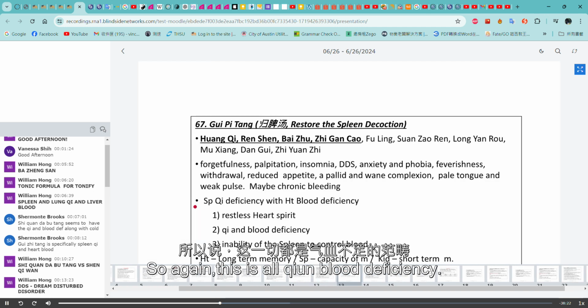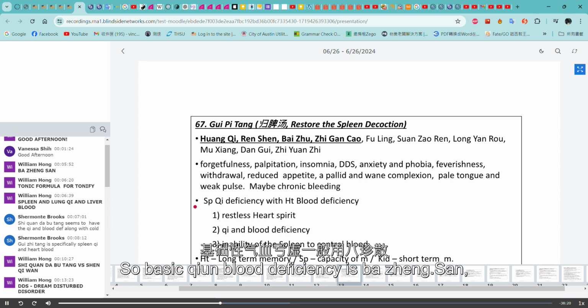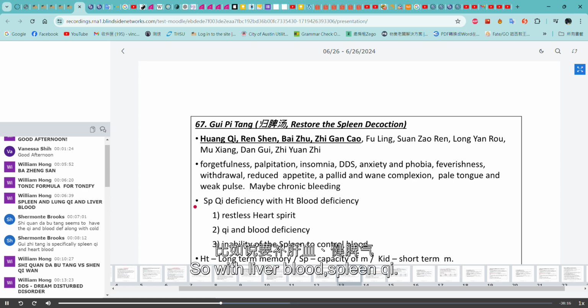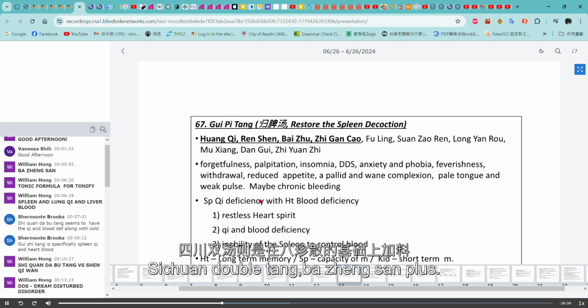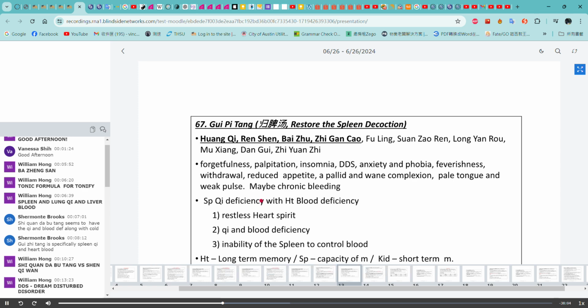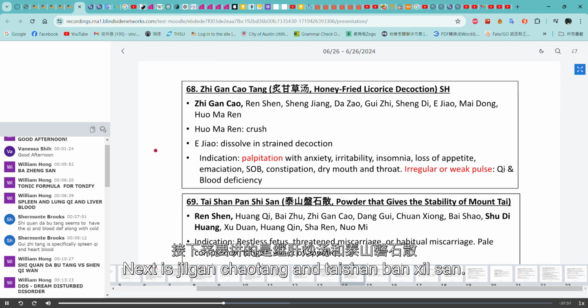So again, this is all qi and blood deficiency. Basic qi and blood deficiency is Bazhensan, right? With liver blood, spleen qi, and the Guipitang: liver, spleen qi, and the heart blood. Shiquan Dabutang, Bazhensan plus the Huangqi and Rougui, so a little bit of yang deficiency. Next is Zhigancao Tang and Taishan Panshi San.